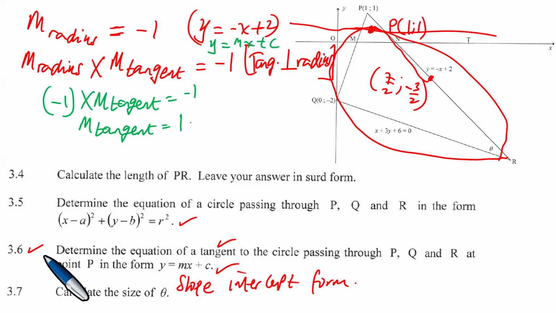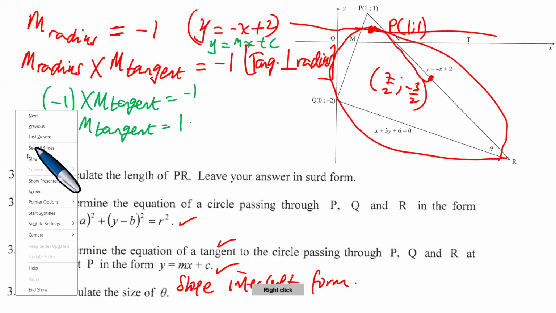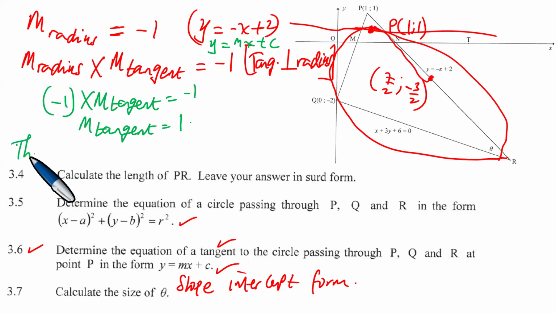So now we know the gradient, but this tangent passes through the point, because they said the equation of a tangent to the circle passing through P, Q, and R. The tangent is at the point P. It's a line through the point P, and therefore this tangent is through P with coordinates 1 and 1.